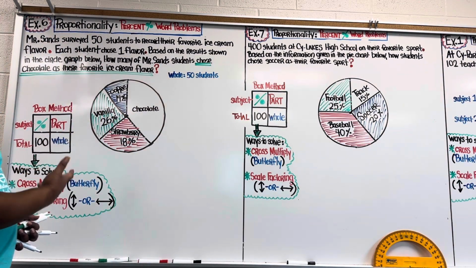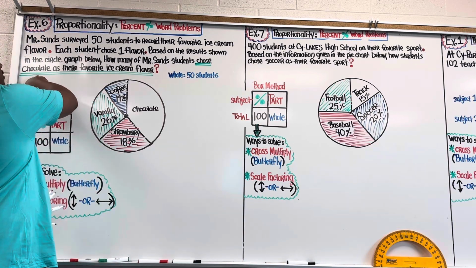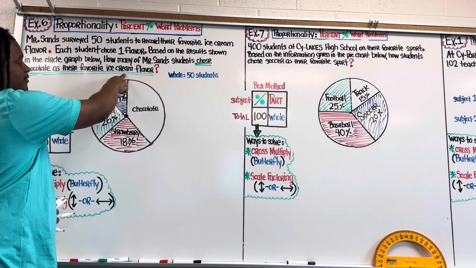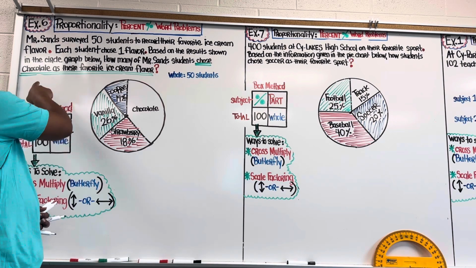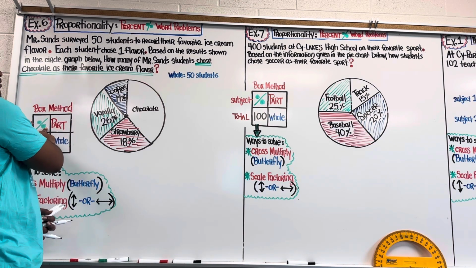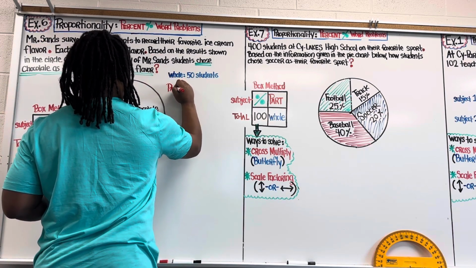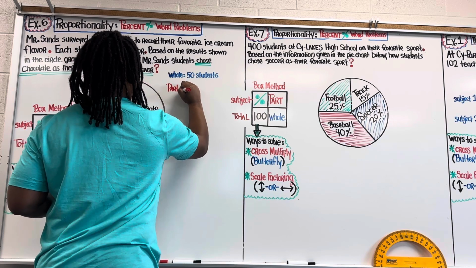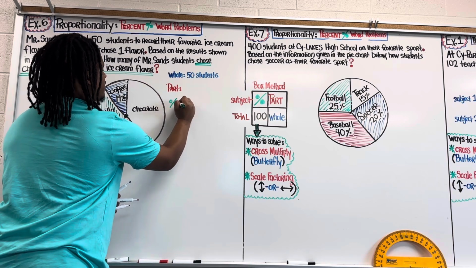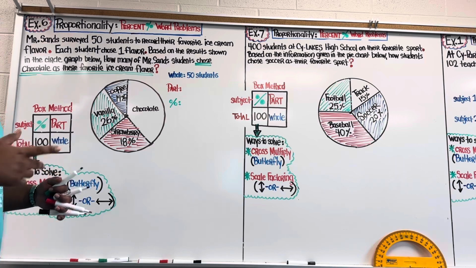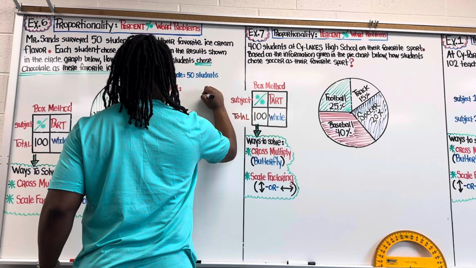Now, let's read the question again, guys. Mr. Sands wants to know how many students chose chocolate as their favorite ice cream flavor. So if chocolate is the specific subject that we're focusing on, chocolate is going to represent the part and the percent. So let's put that. We have the part, we have the percent, and they both represent how many students chose chocolate as their favorite ice cream flavor.